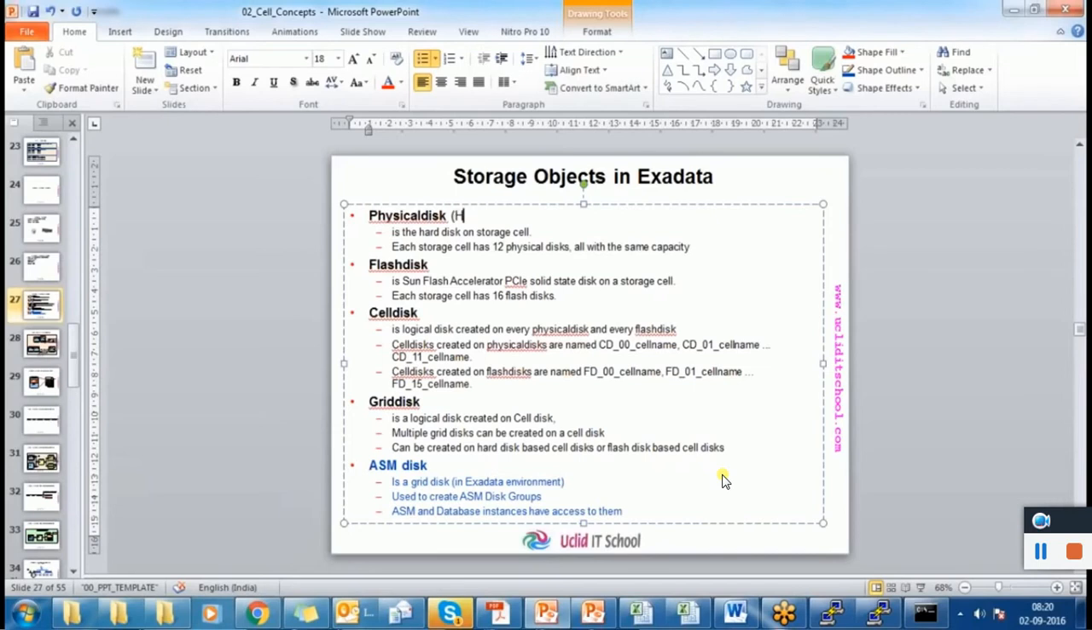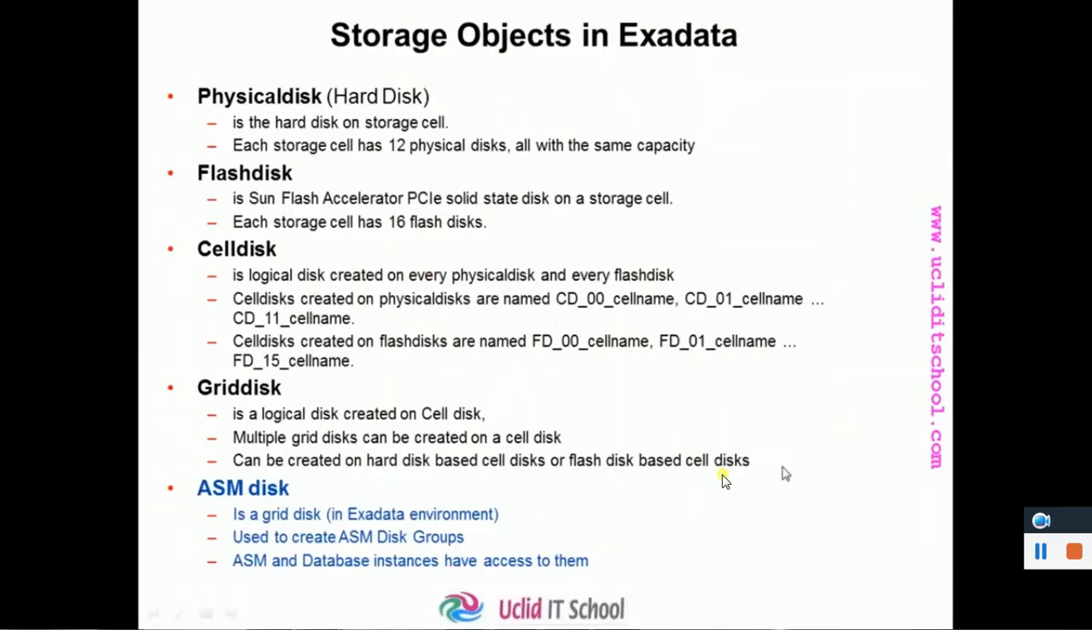Exadata storage server creates something called a cell disk. In fact, every hard disk or every flash disk is automatically detected by the storage server as a LUN. LUN is the storage term, right? Logical unit number or logical unit. So you have 12 hard disks. That means at Exadata storage level, you have 12 LUNs. Then you have 16 flash disks. That means at Exadata storage server level, you have 16 LUNs, right?